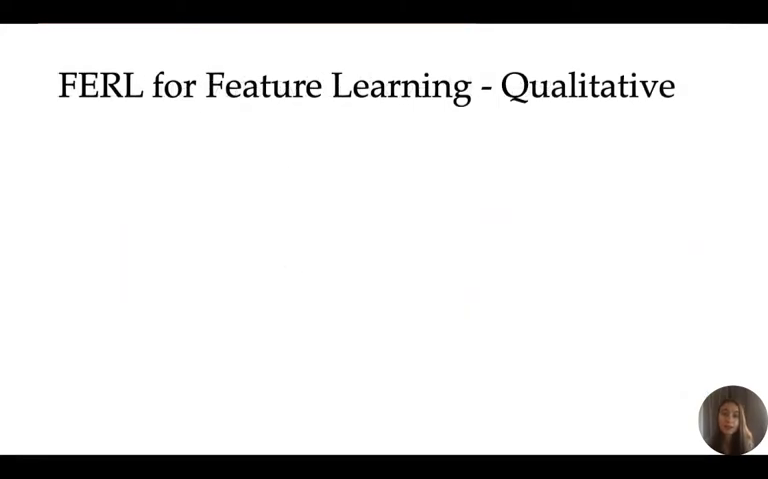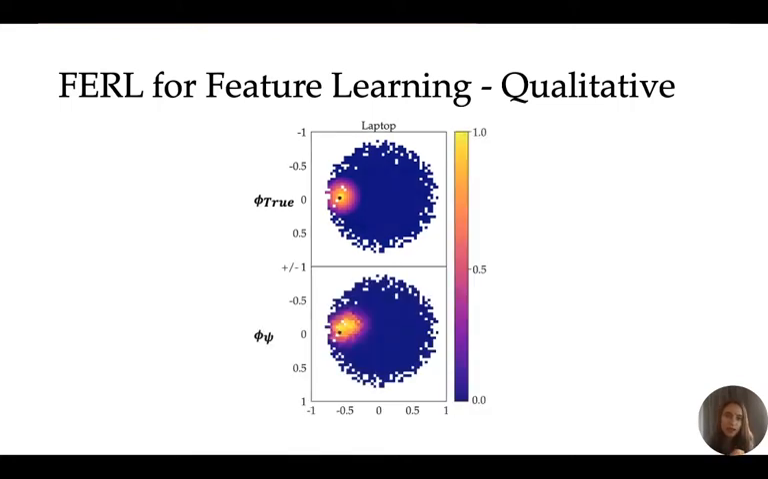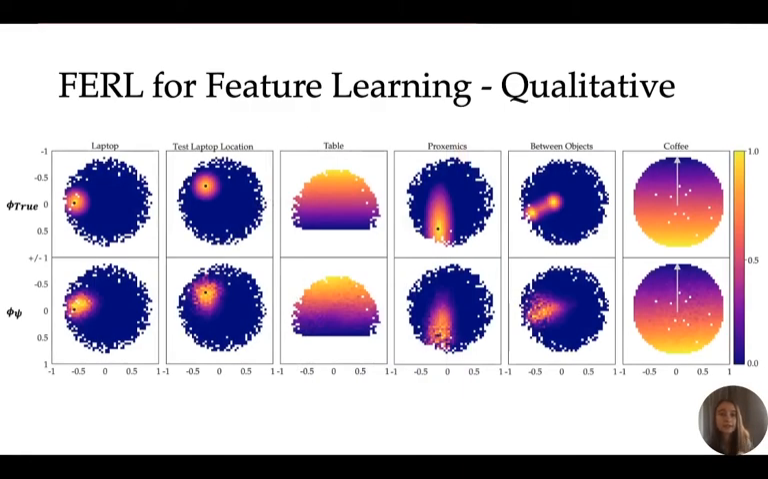Qualitatively, when we look at the ground truth laptop feature, we see a projected ball that decreases in intensity the farther from the laptop we go. FERL, turns out, learns a qualitatively very structurally similar feature. And this result holds across 6 different features that we tested with our method.